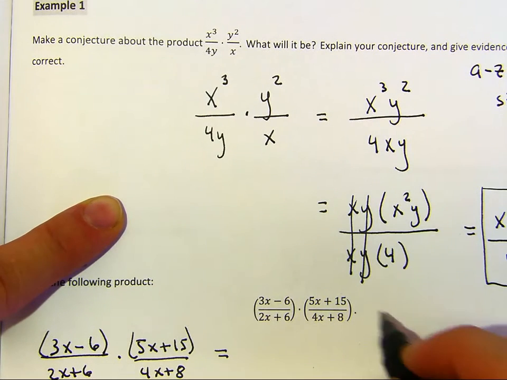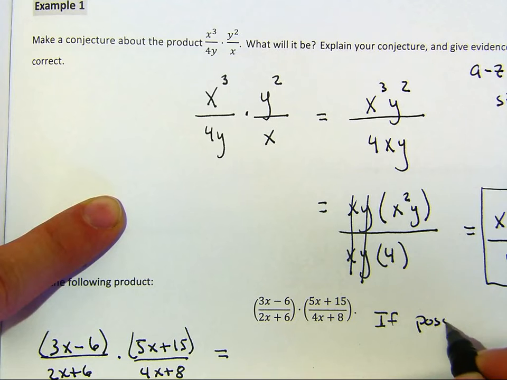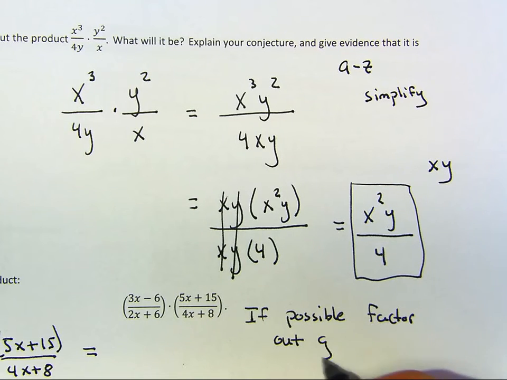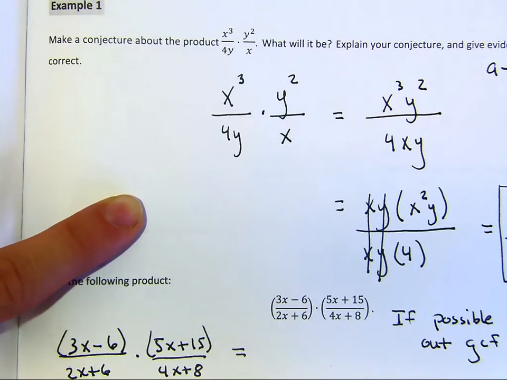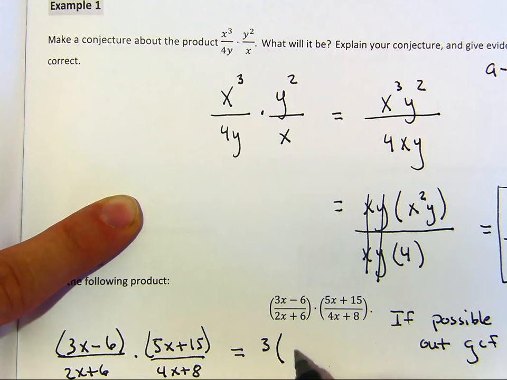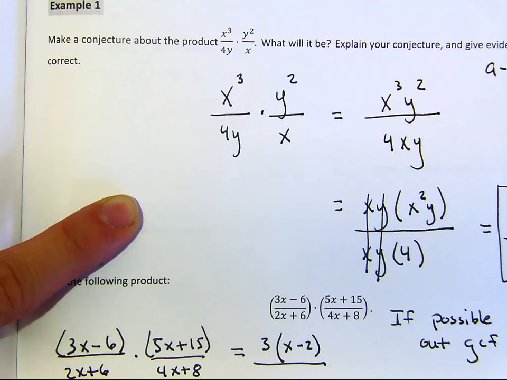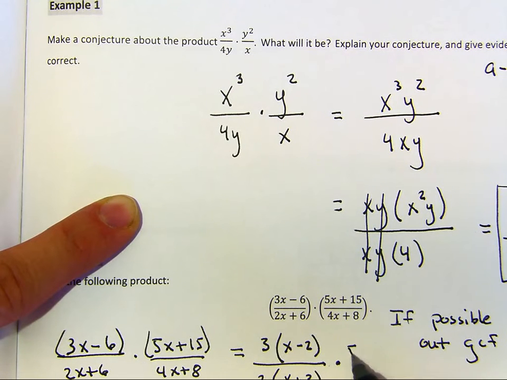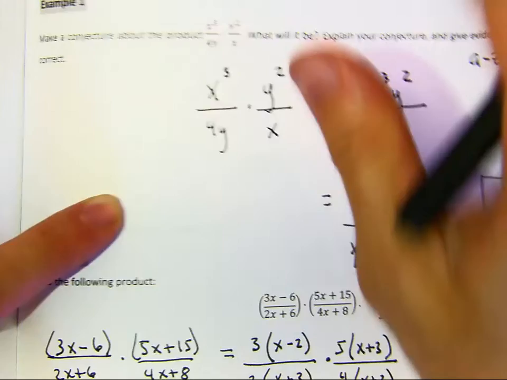But what you could do is, if possible, I'll write it here, if possible, factor out the GCF. Okay? So here, what's the GCF of 3x minus 6? It'll be 3 times x minus 2. What about on the bottom here? What's the GCF of 2x plus 6? It's 2 times x plus 3. Here, what's on the top of 5x plus 15? It's 5 times x plus 3. And on the bottom, it's 4 times x plus 2.